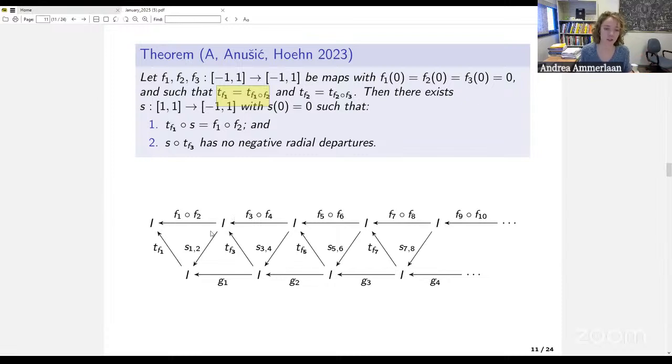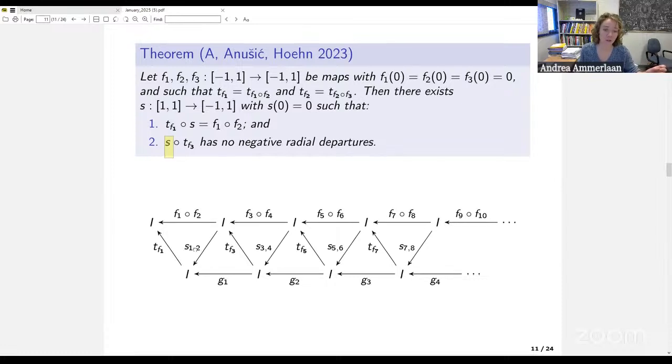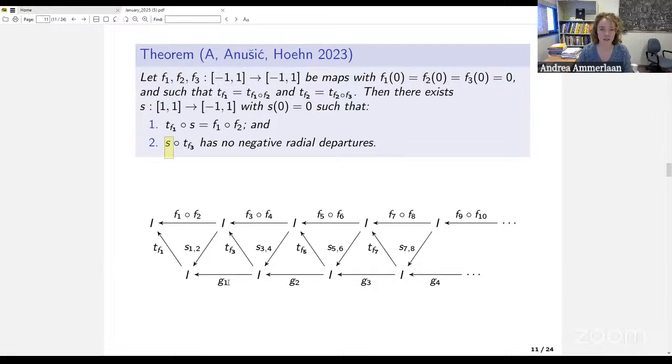So we can factor each composition F1 ring F2 with TF1, and then a map which has no negative radial departures. If we take F1 ring F2, we find TF1 and S12 such that TF1 ring S12 equals F1 ring F2, and S12 ring TF3 has no negative radial departures. So if each of these compositions, S12 ring TF3, S34 ring TF5, and so forth, all have no negative radial departures, then these GNs have no negative radial departures, and then we can embed the continuum in the plane with 0, 0 accessible.